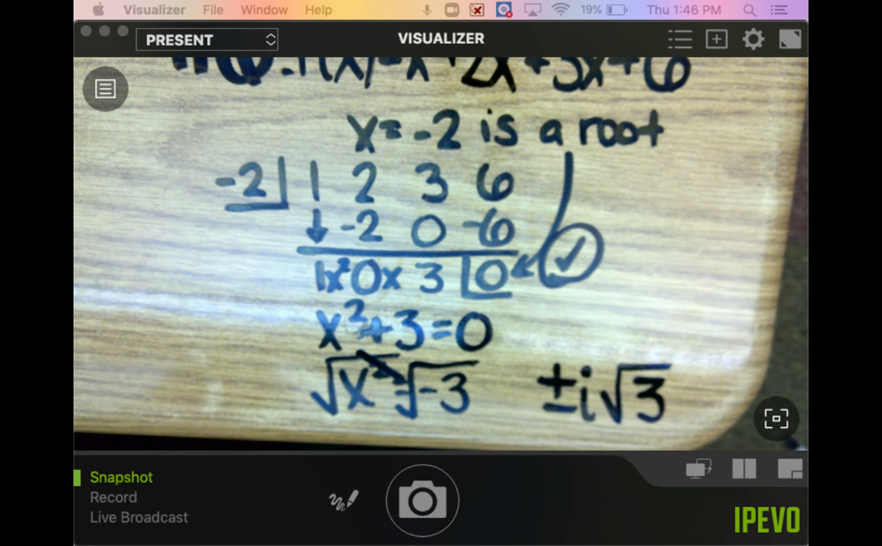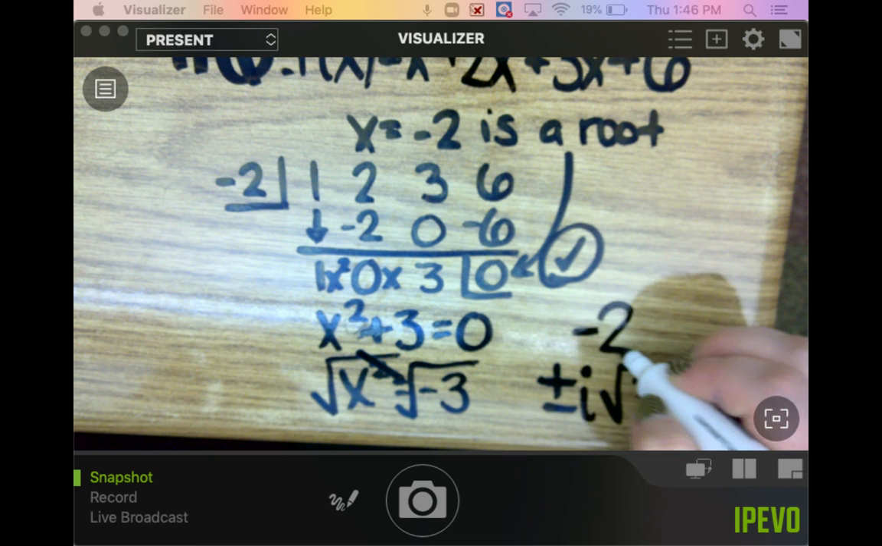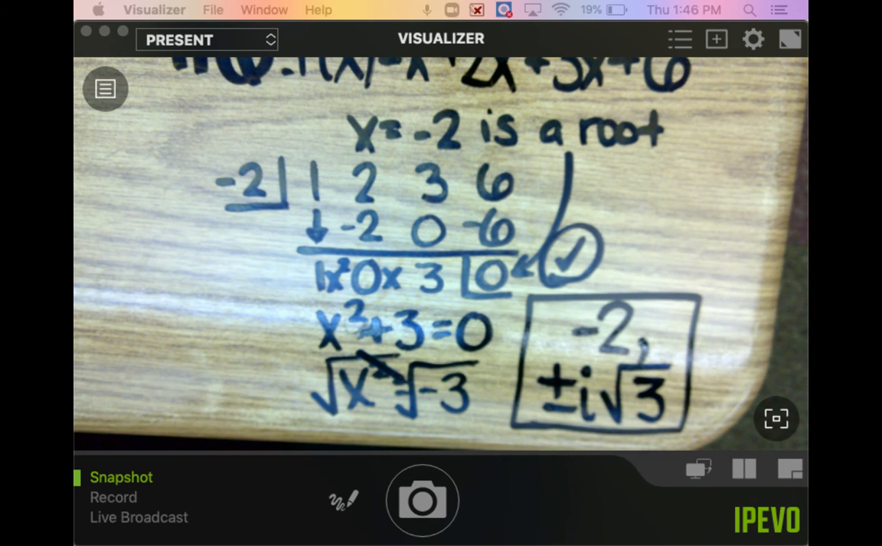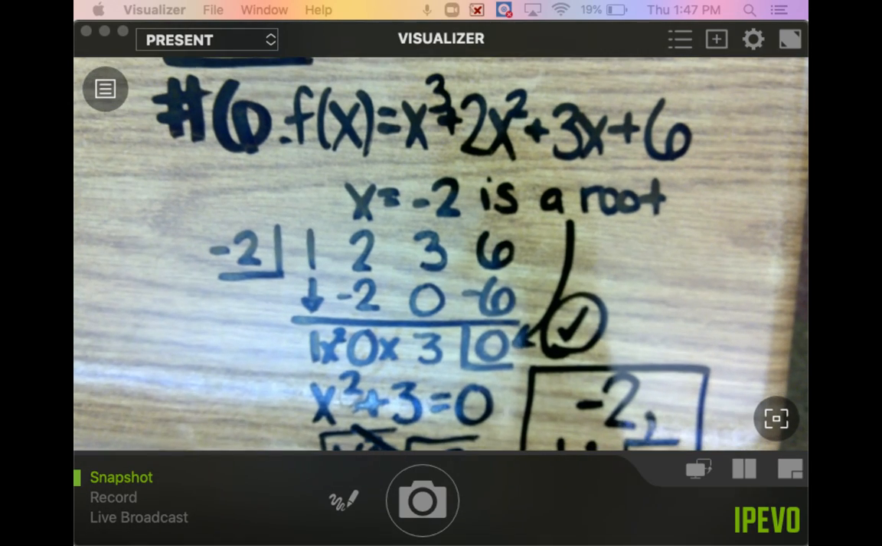Because the one that worked was -2. This gives me 2 more, the positive and the negative, and that adds up to 3, which is good because my exponent in the beginning was x to the third.